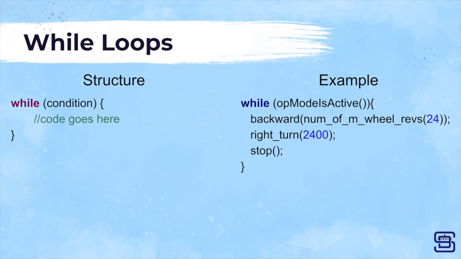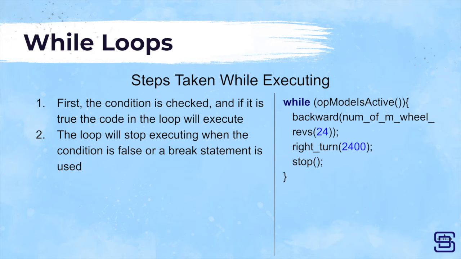If you are not sure on how many times you want your code to run, a while loop works the best. In the parentheses comes the condition, and in this example, it is op mode is active. First, the condition is checked, and if it is true, the loop will execute. If the op mode is active, the robot will go backwards and turn right, and this will continue until the op mode is not active, meaning the round has ended.